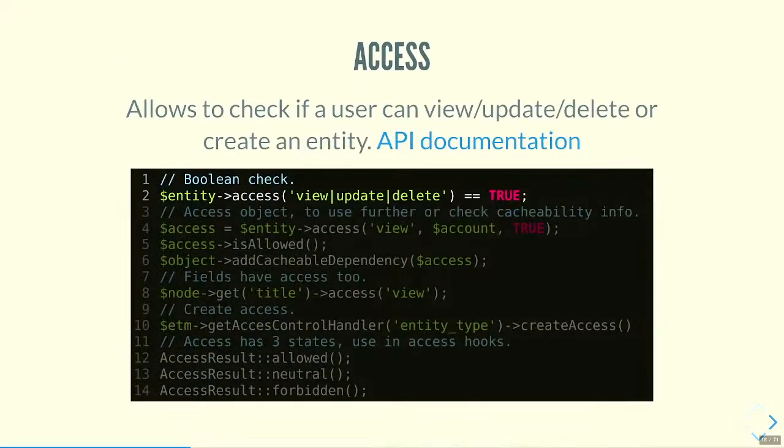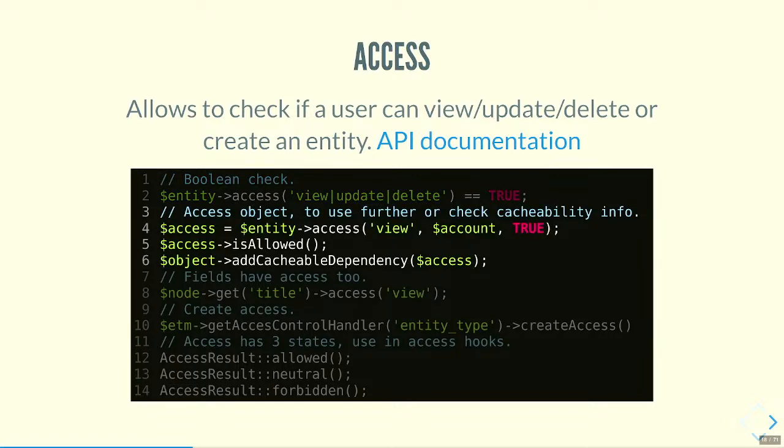Then access. When you work with entities, you often need to check if the user has access to view them, to edit them, to delete them. So you call the method. There is one version that returns a Boolean, true or false. You can also set the third argument to true. Then you get one of those access result objects back, which you can check with is allowed, and you can use it for caching if you cache the result of what you're doing with that.